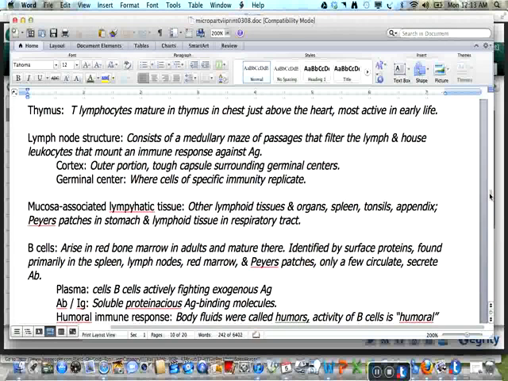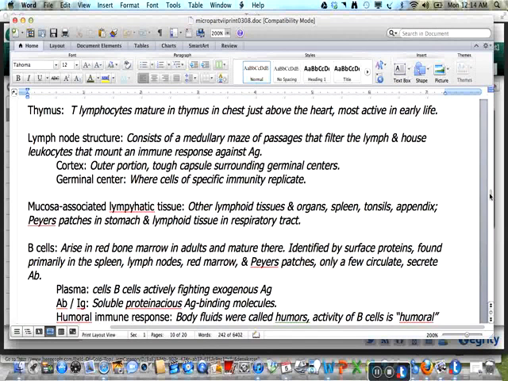Lymph nodes consist of a medullary maze of passages that filter the lymph and house lymphocytes to mount an immune response against antigens. The cortex, or outer portion, has a tough cortex surrounding germinal centers where the cells of specific immunity replicate.